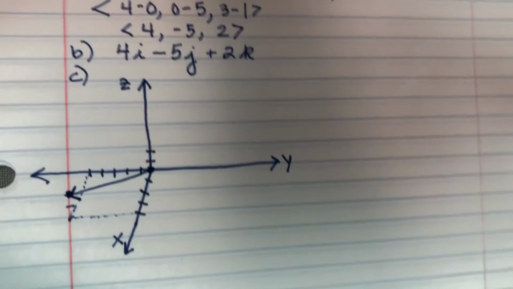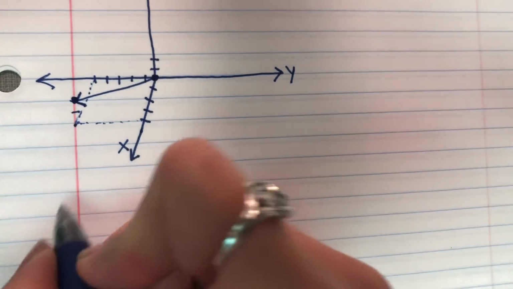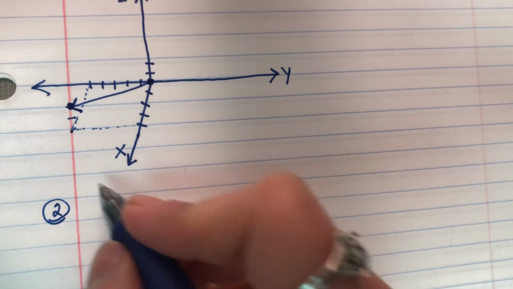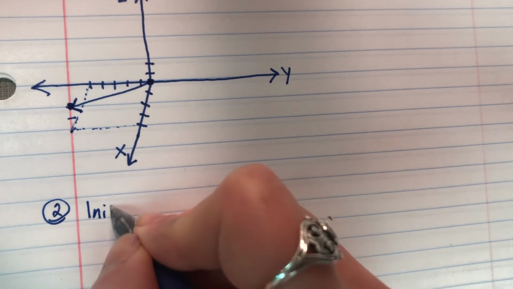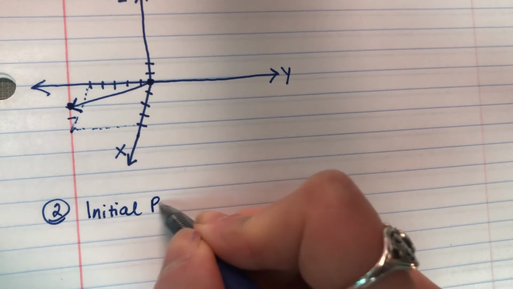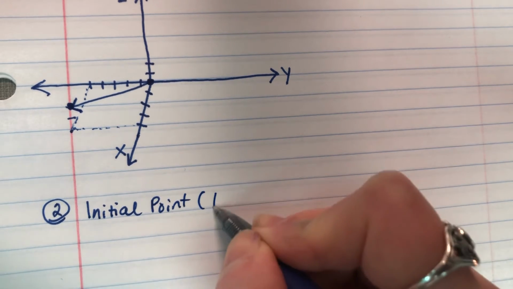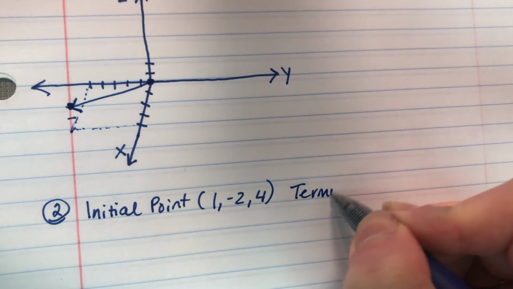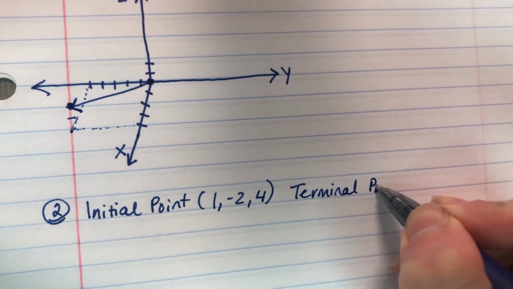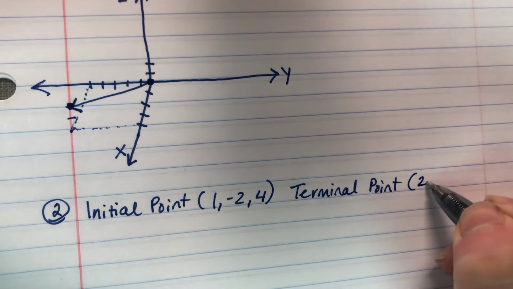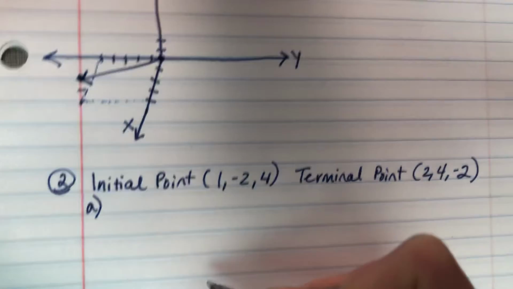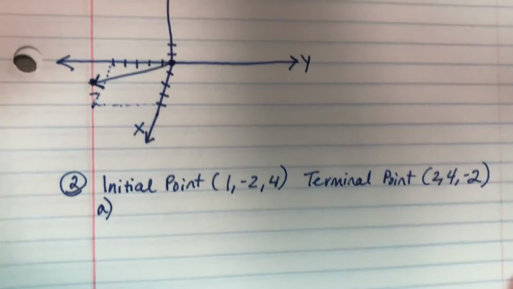All right, so next we're going to move to number 2, and number 2 has similar starting information. We have an initial point of 1, -2, 4, and a terminal point of 2, 4, -2.